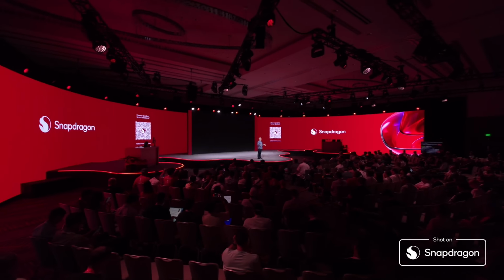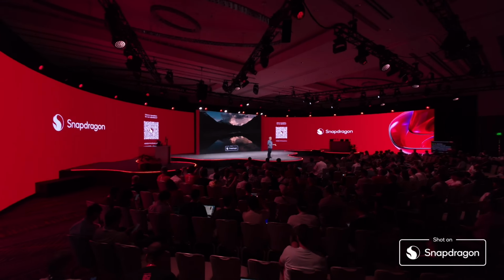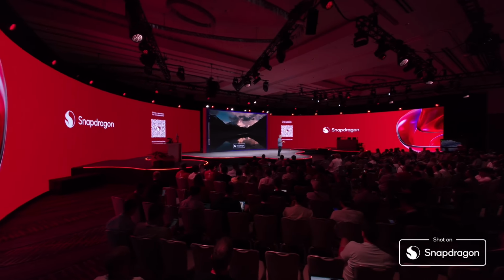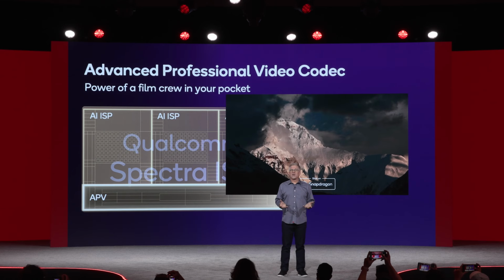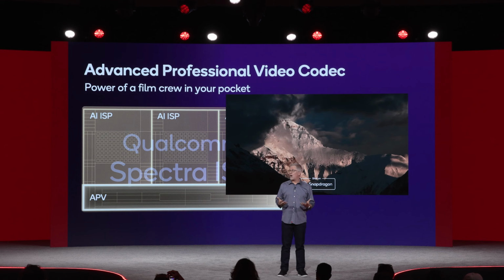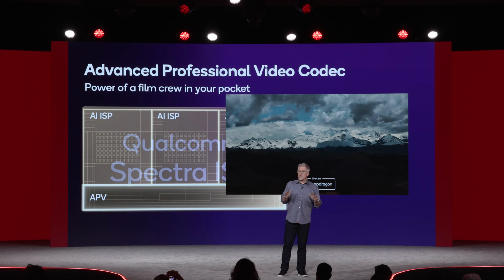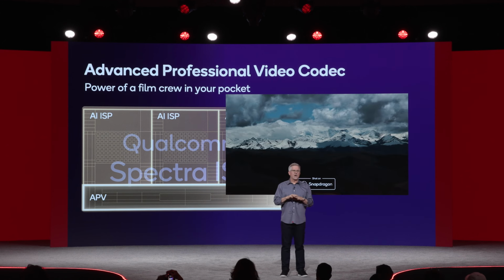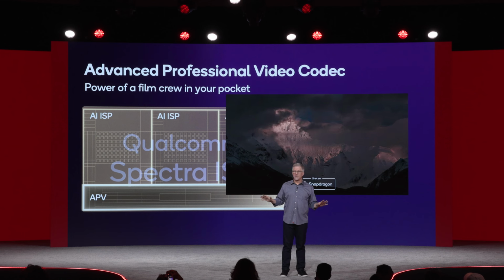So this morning, Alex also talked about APV, Advanced Professional Video. And it's really important because we've been planning this for a few years now. So Advanced Professional Video is a new video codec. It's defined by Samsung and developed by Qualcomm in hardware. And so this is the first time APV has ever been put into hardware anywhere, the first time on Snapdragon 8 Elite Gen 5.